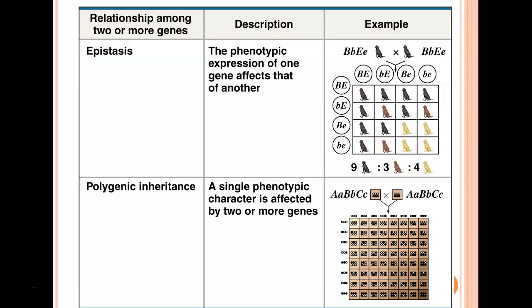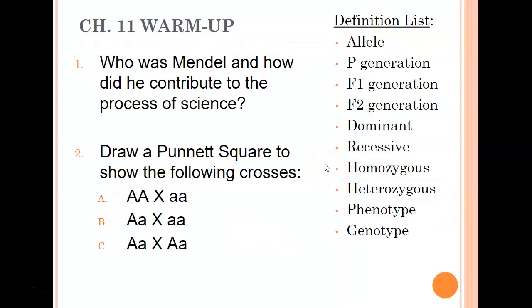Another word that we didn't quite cover is called epistasis, where the phenotype expression of one gene affects that of another. So it could have to do with these instances of these 2 genes, the B and the E gene, affecting each other in the sense of coat color. And then polygenic, a single physical trait affected by multiple genes. So skin color was our example of that.